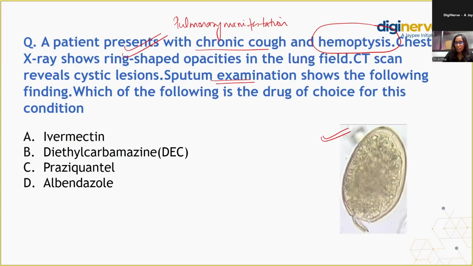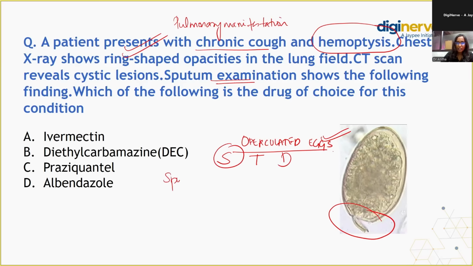If you see here, you are able to see an opening. So these are nothing but operculated eggs. Where are operculated eggs seen? We have discussed a mnemonic: STD. S for Spirometra, T for trematodes infection, and D for diphyllobothriosis.